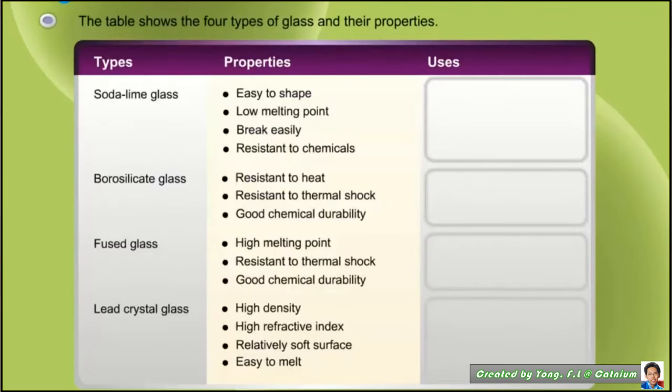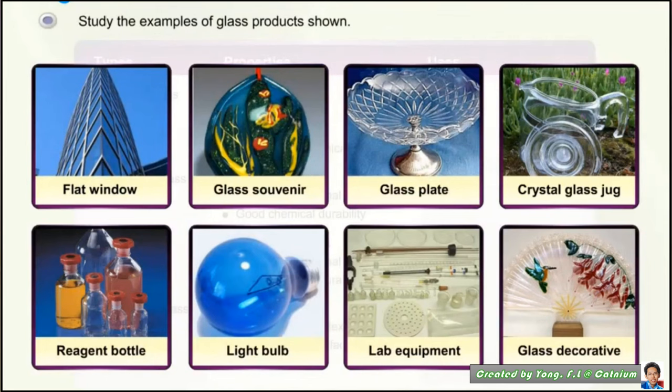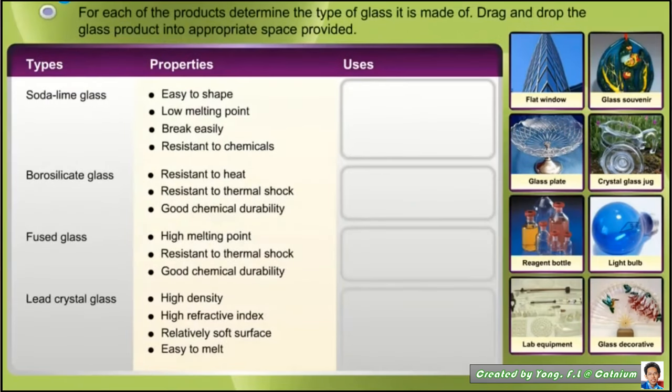The table shows the four types of glass and their properties. Study the examples of glass products shown. For each of the products, determine the type of glass it is made of. Drag and drop the glass product into the appropriate space provided.